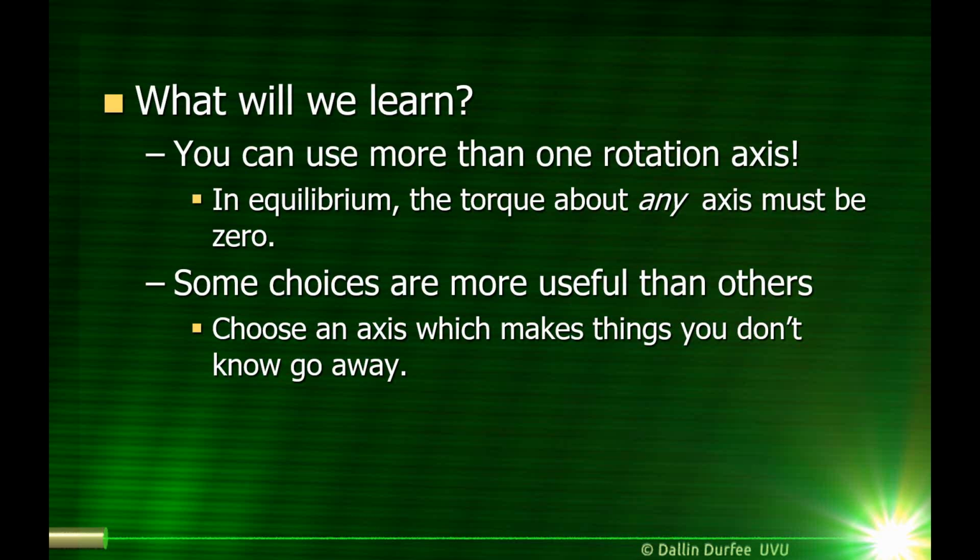How can you make it go away? Well, for example, if you choose an axis such that the lever arm is 0 for a particular force, if that force is acting right at the axis, then it will produce no torque and it won't show up in your equation. Or if the force is acting in a direction directly towards or away from an axis, then sine of theta is 0 and you won't get any contribution to the torque from that force.